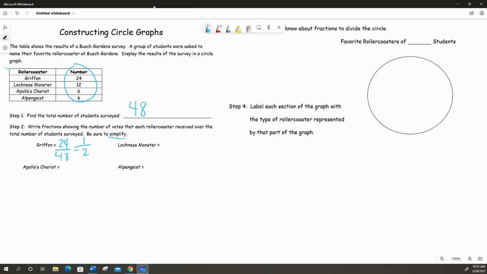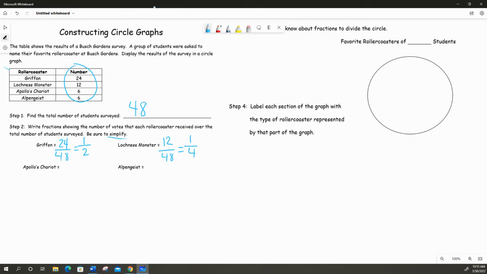Now let's take a look at Loch Ness Monster. Loch Ness Monster had 12 likes out of 48. Both of these are divisible by 12. 12 can go into 12 once, and 12 can go into 48 four times. So that means that a quarter of the students liked Loch Ness Monster.